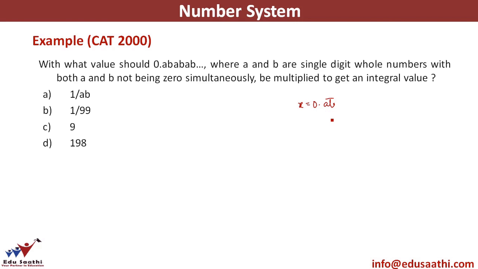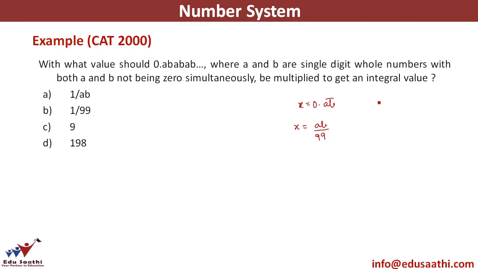So if I have to just do this, how will I write? If I have to write it in a fractional form, x will be equal to the number as such over the number of 9s equal to the repeating digits. There are two repeating digits, so I'll get this.